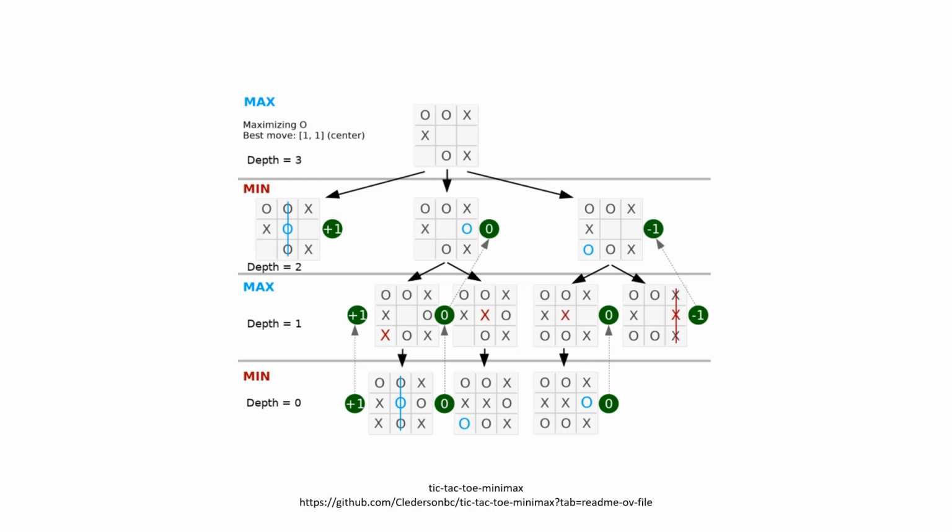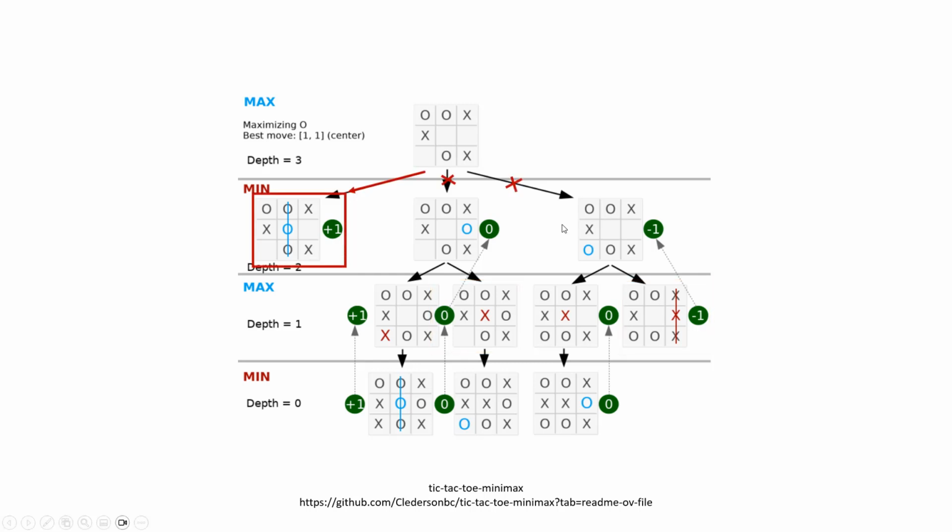Now that we have the evaluation for all the possible positions, we need to move this information one level up. The minimizer is going to select the position that leads to the lowest score. So from +1 and 0, the minimizer is going to select the position that leads to a 0. And from these two positions on the right, the minimizer is going to select the position that leads to a -1. So now we're going to move this information one level up again.